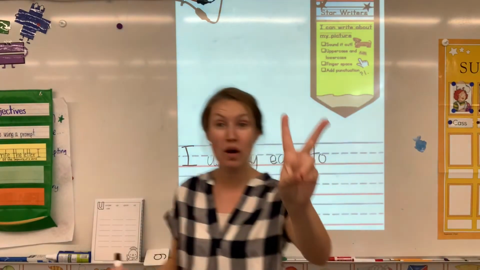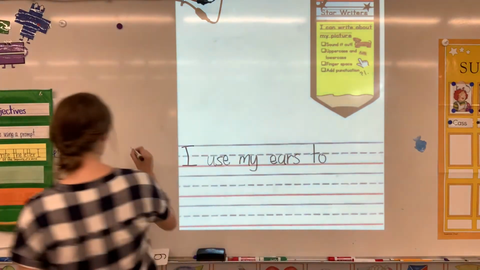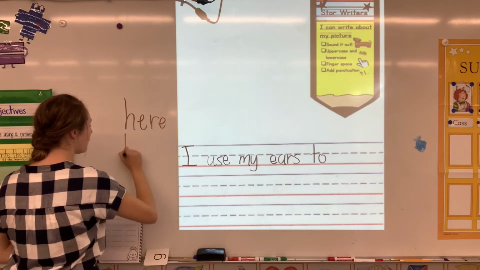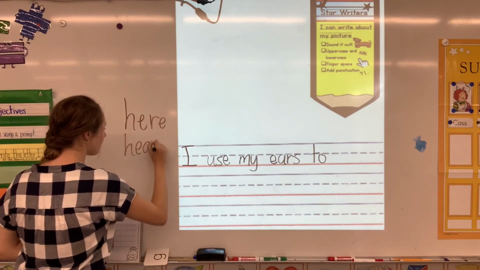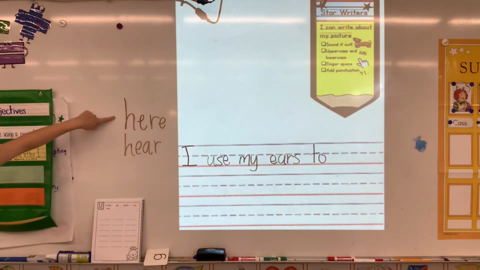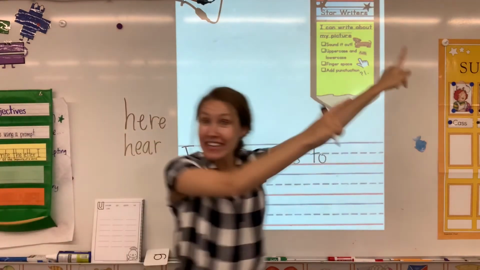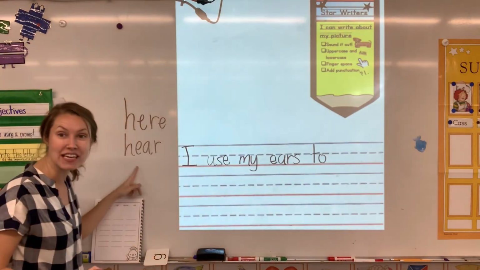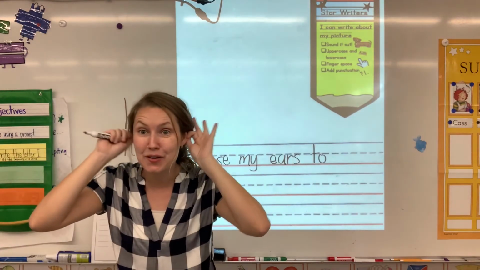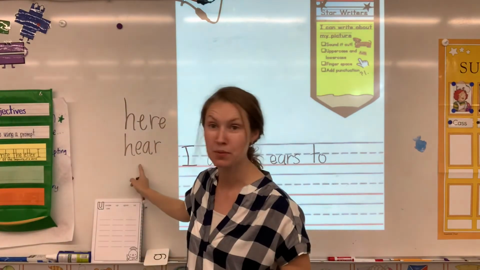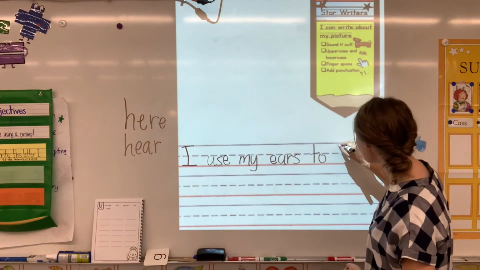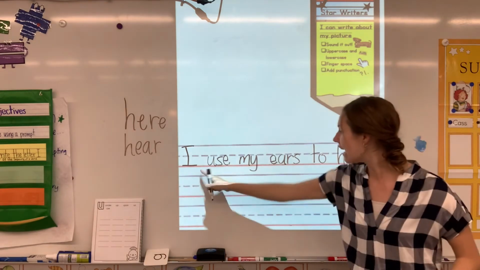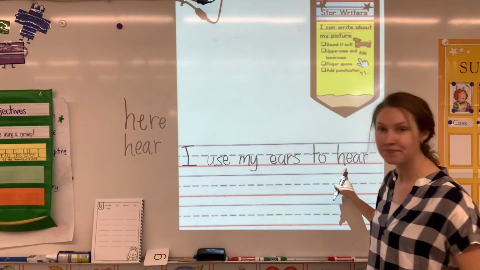There are 2 versions of the word hear. I'm going to show you over here. There are 2 ways we could spell the word hear, and they mean different things. This kind of here means like, look over here. It tells you where something is. But this kind of hear means when you're listening, when you're using your ears. So that's the one we're going to use, this one here. H-E-A-R. I use my ears to hear.